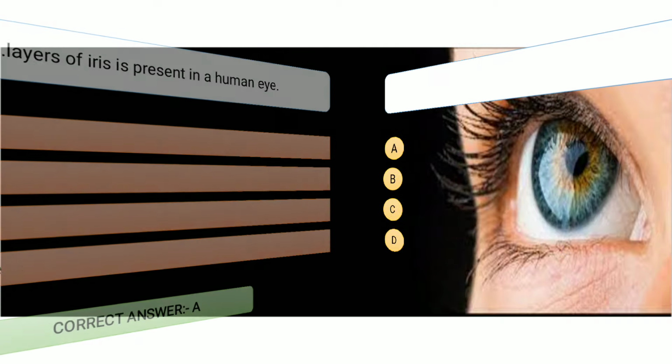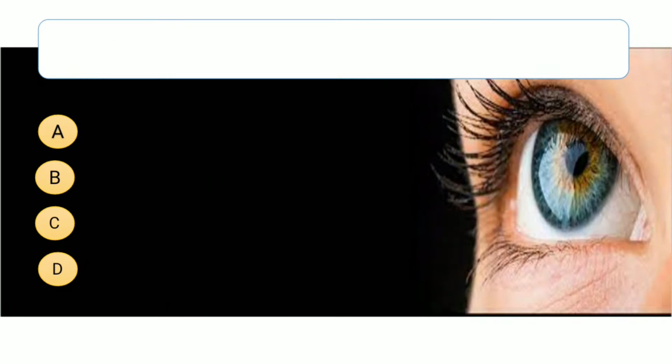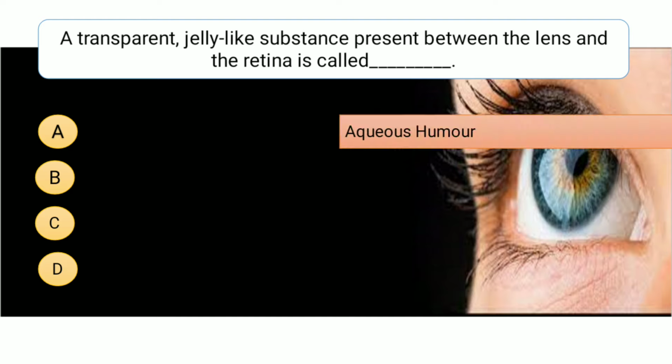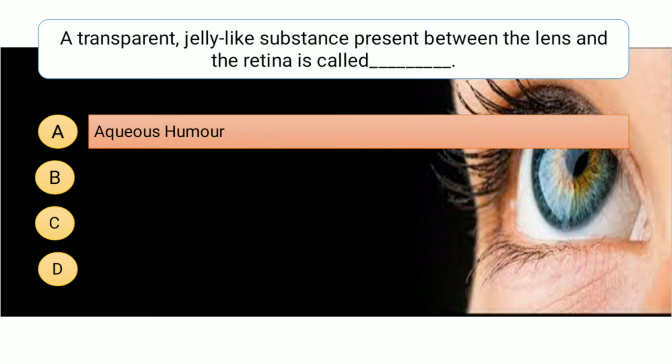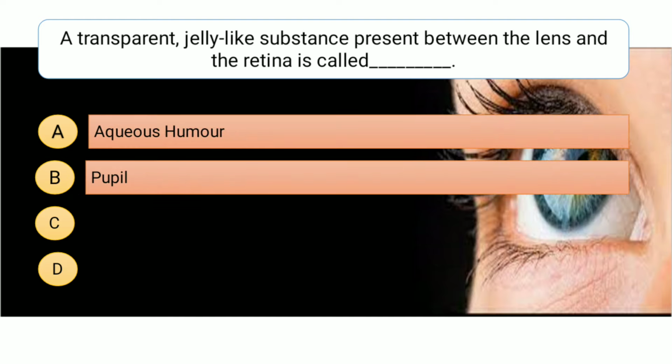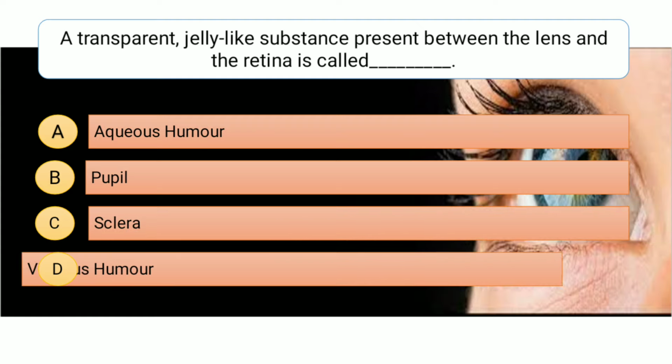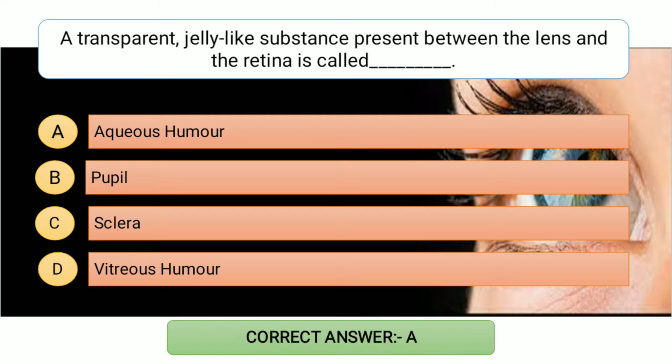Okay, then the next question is: a transparent jelly-like substance present between the lens and the retina is called, and the options are A aqueous humor, option B pupil, option C sclera, or option D, that is vitreous humor. So students, the right answer of this question, yes, option A, that is the aqueous humor.